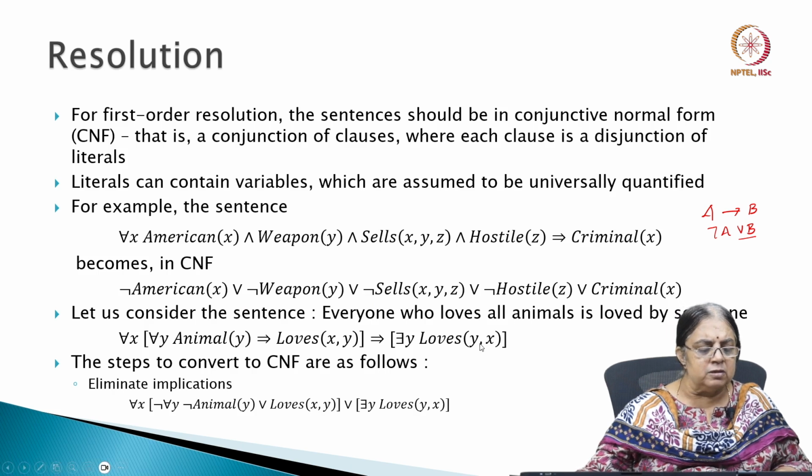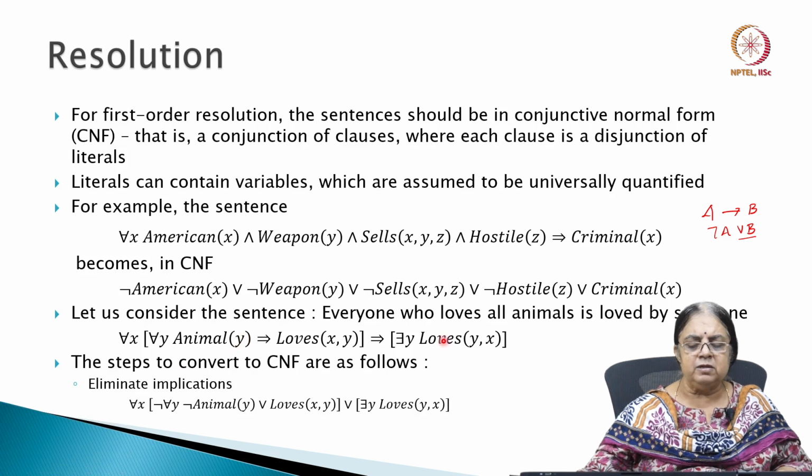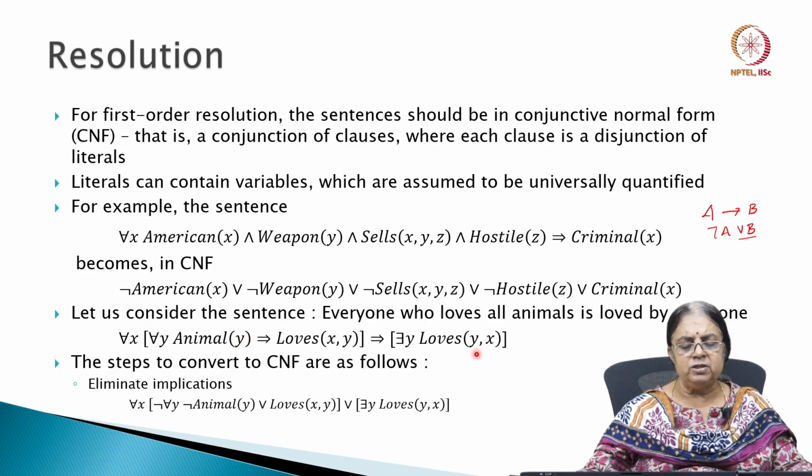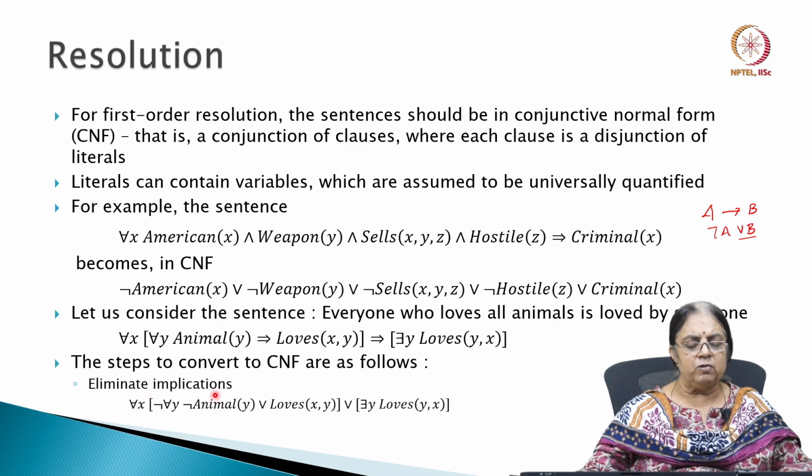So using this sentence here, let's see how we change it to conjunctive normal form. We have a sentence which says everyone who loves all animals is loved by someone, basically. So that is your sentence. The steps to convert to conjunctive normal form: the first step is to eliminate all the implications. That is done by using what we did here: A implies B is replaced by not A or B.